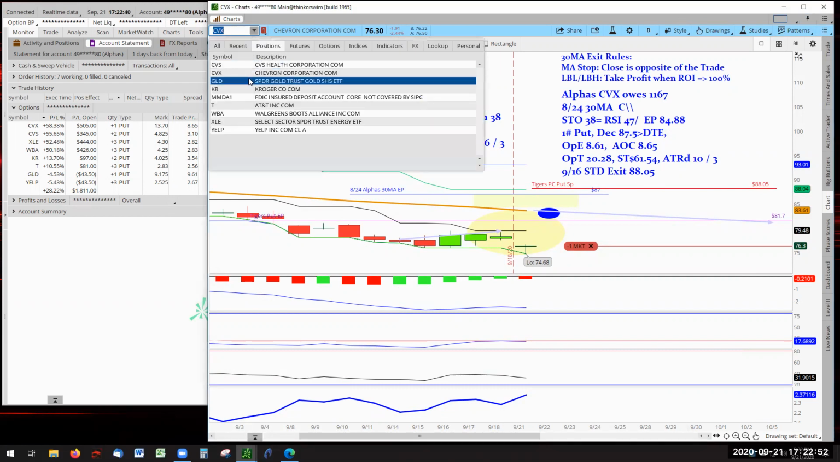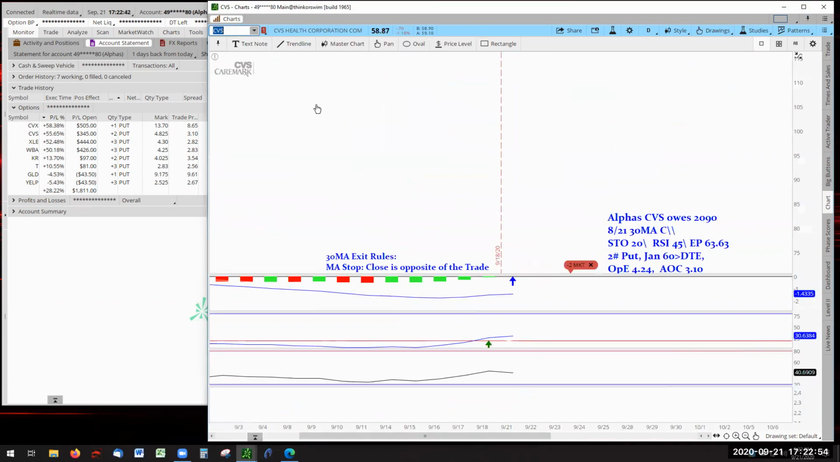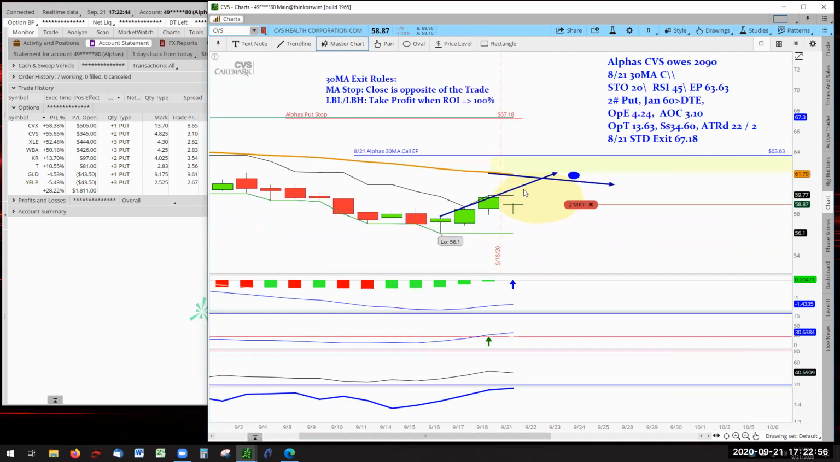CVS. CVS is right here. And there's CVS. Same thing. We had the same similar problem. We anticipated the trend line to be here, and it stopped. So now we're going to wait to see if it regains going back in this direction, which would be kind of cool because it'd be in our direction.